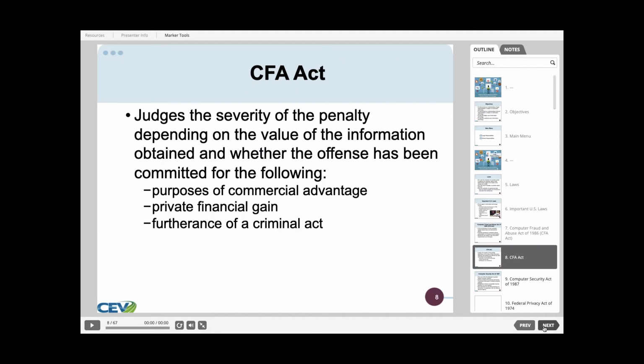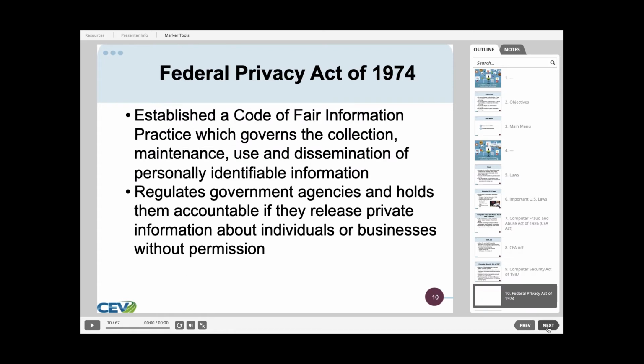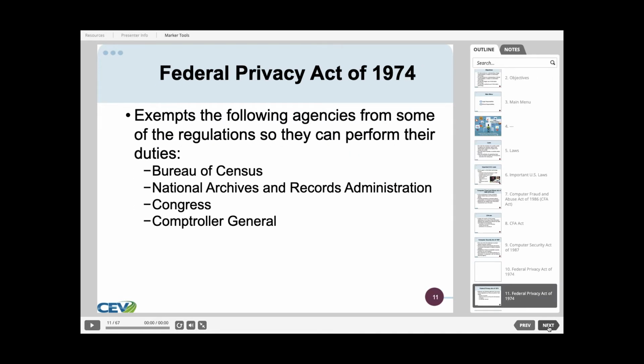Next. CFA Act, okay. Computer Security Act, well, first attempts to protect federal computer systems. So this was about whether systems could be hacked or finding information, and it ties in a little bit to privacy. So we had this in '87, looking at privacy once it comes to computer networks and computer systems.